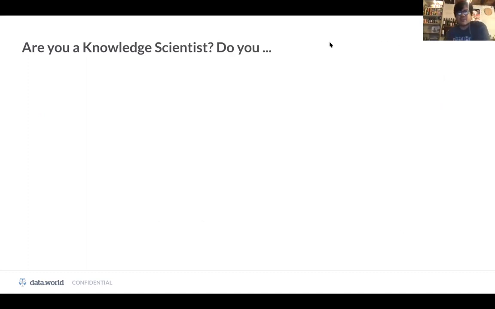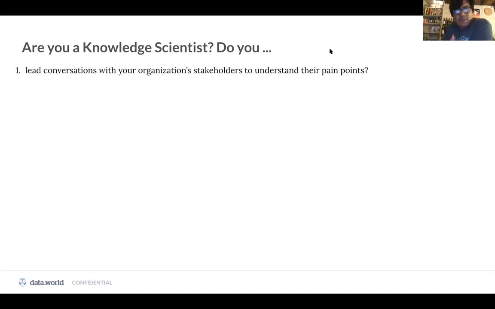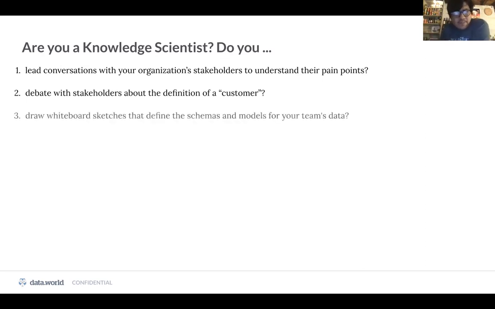I've done this test with many people who are data scientists, and they realize that they're not data scientists, they're knowledge scientists. If you're the person within an organization who leads all these conversations to understand what people are actually trying to do with the data, what are their pain points? Do you debate with people the definitions of terms? What is a customer? Are you the person who works with others to understand what they mean, and you go off on the whiteboard and try to draw the schemas of what people are talking about?